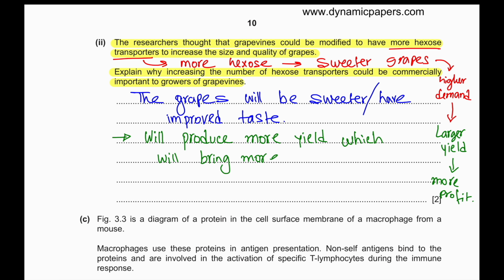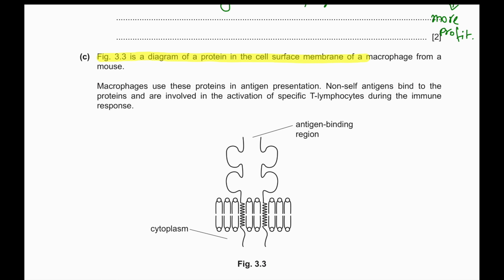Figure 3.3 is a diagram of protein in the cell surface membrane of a macrophage from a mouse. Now, you see, a macrophage is a type of white blood cell which is similar to a phagocyte. In simple terms, they engulf bacteria or dead cells and then digest them. Macrophages use these proteins in antigen presenting.